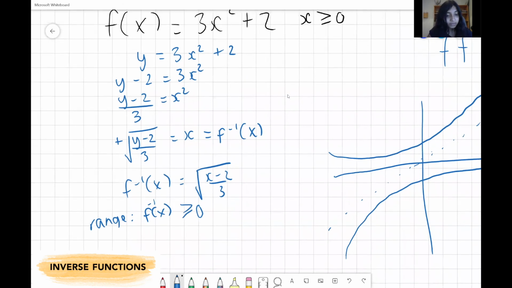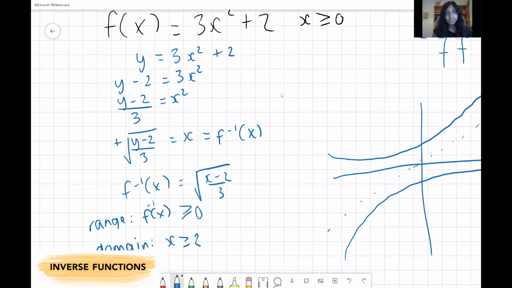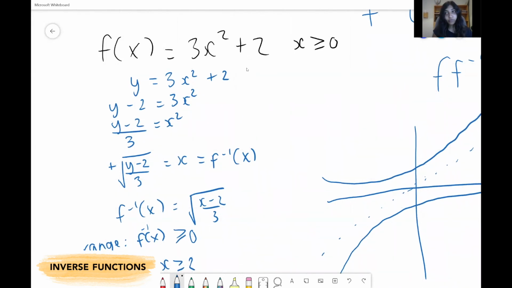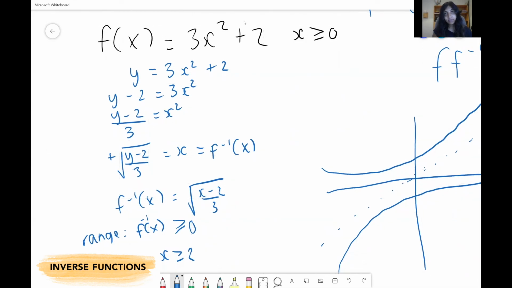So that means that the domain of the inverse of f(x) is just values of x that are greater than or equal to 2. So that's how you find the inverse of a function and how you find the range and the domain of a function. So let's move on to trying an exam style question.